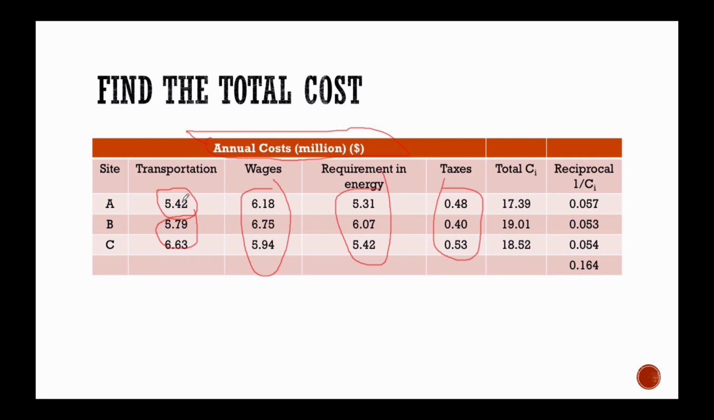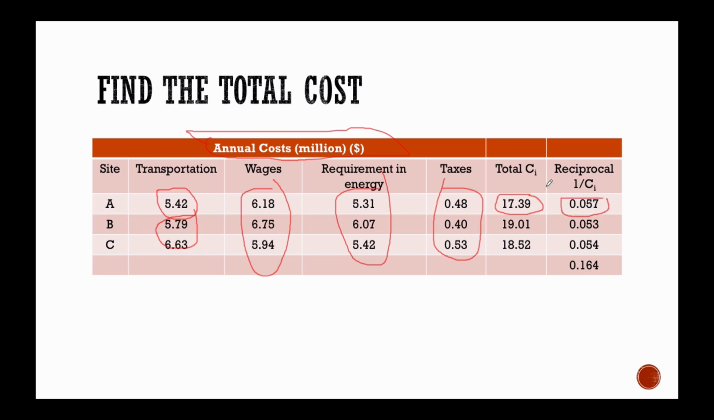And then we need to sum all of this: 5.42 plus 6.18 plus 5.31 plus 0.48, and it will be the total CA, or C in A, or we can say the total cost is 17.39.